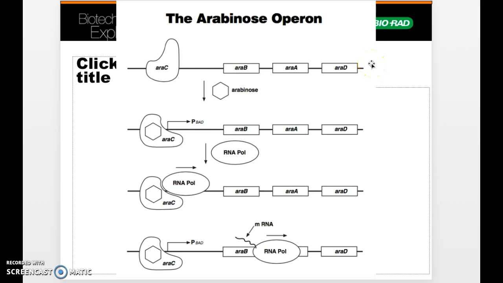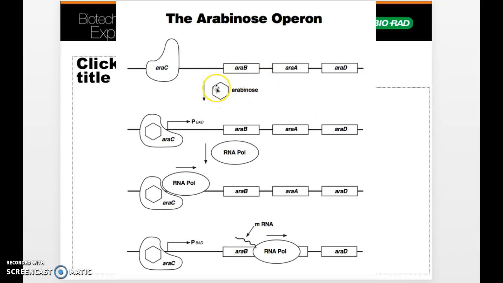This is not what we're dealing with, but this will help you understand the next picture. So this is how the arabinose operon normally works. We have the DNA binding protein, and we have arabinose, and we have these structural genes that will make proteins to allow the bacteria to break down arabinose.